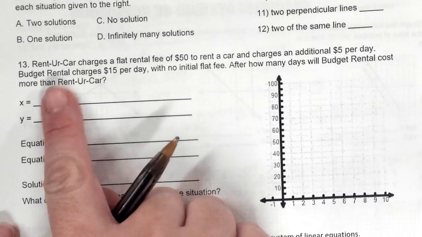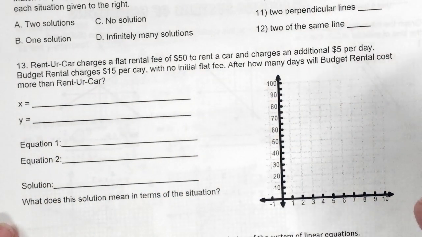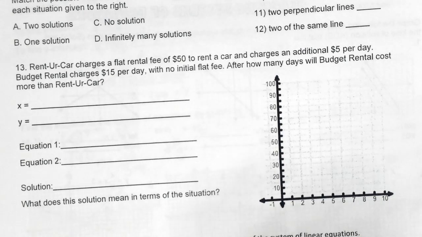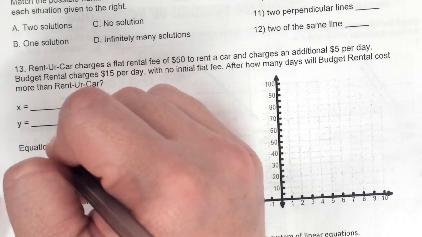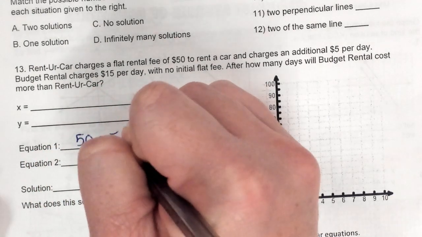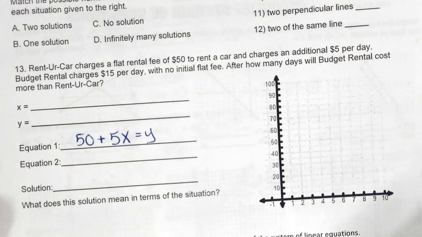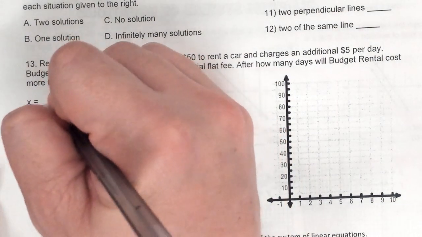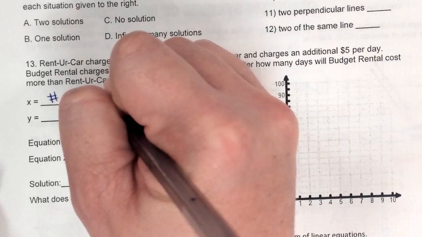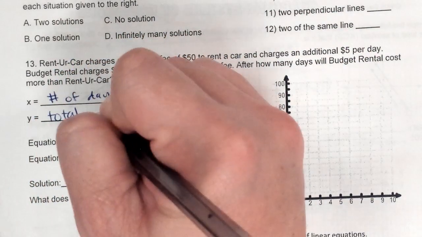Okay, so it says rent your car charges a flat rental fee of $50 to rent a car and charges an additional $5 per day. Do y'all remember the words each, every, and per tell you where your slope goes? Yeah. Okay, so I know that equation 1 is my rent your car. I have to pay $50 plus $5 per day to figure out my total cost. So X is my number of days, because it said per days, and Y is going to be my total cost.